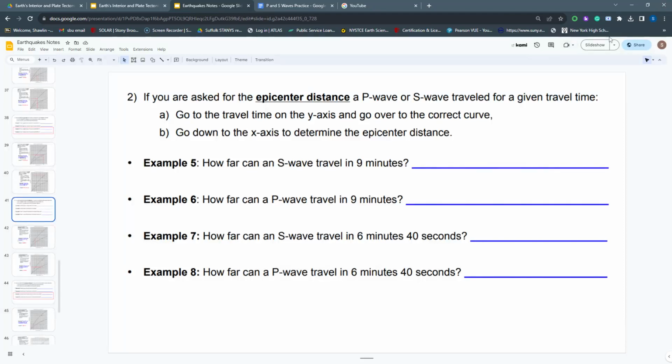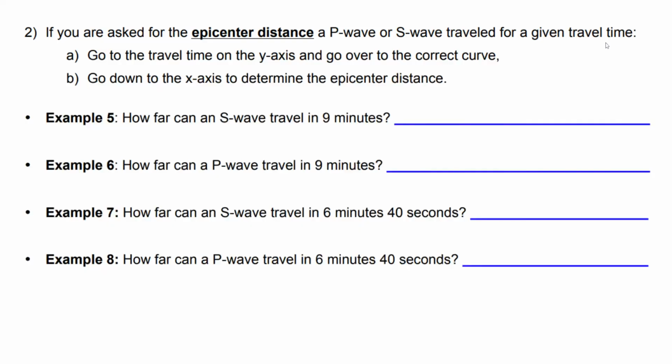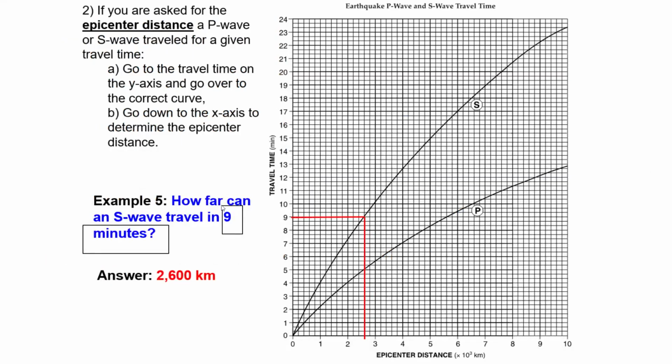All right, so let's get started with question number 2. We're going to start with example 5. Example 5 asks, how far can an S-wave travel in 9 minutes? So we're talking about the S-wave this time, and we're starting with the time, which is 9 minutes. Since we're starting with the time, we're going to look at our y-axis first, which has the travel time. So our travel time for the S-wave is 9 minutes.